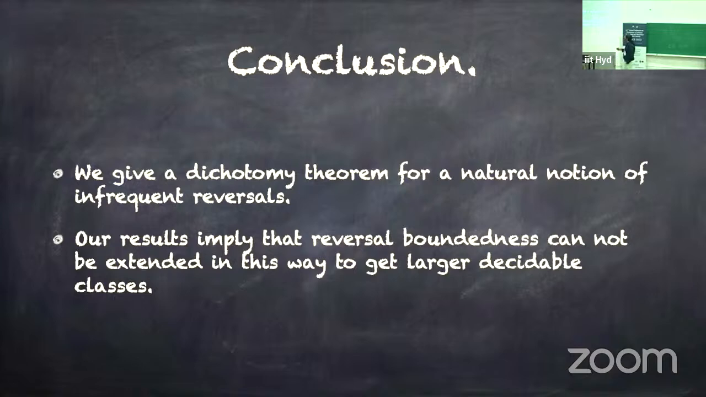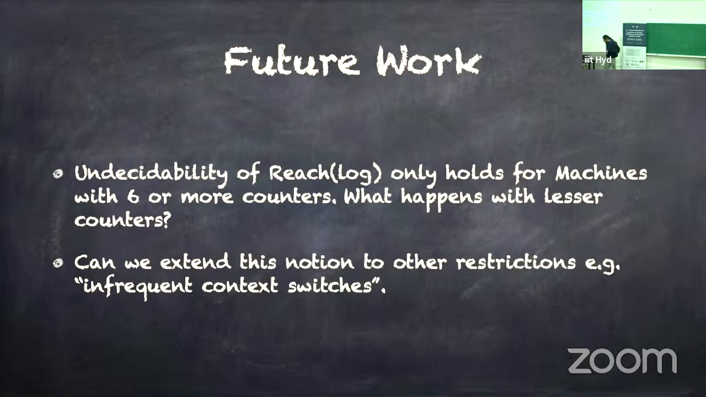So, conclusion: we give a dichotomy theorem for a natural notion of infrequent reversals. Our results imply that reversal boundedness cannot be extended in this way to get larger classes of decidability. And finally, the undecidability only holds for the log thing with 6 counters or more. What happens with fewer counters? We don't know. And as future work, can we extend this notion to other richer restrictions like infrequent context switches and whatnot? That's it. Thank you.